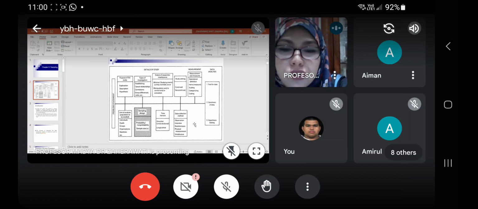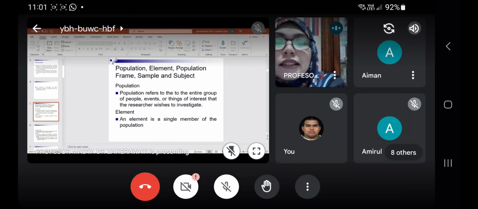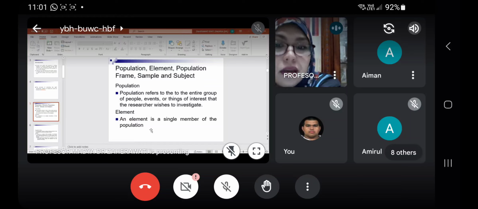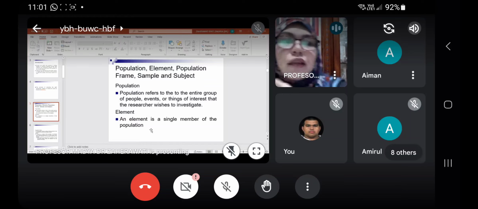And then, okay, at first about the sampling. But usually we talk about population first, because in the statistics subject we talk about populations first, followed by sample size, because sample size is a subsection of the population. So at first, population, you have to define what a population is. A population refers to the entire group. The word is very simple.